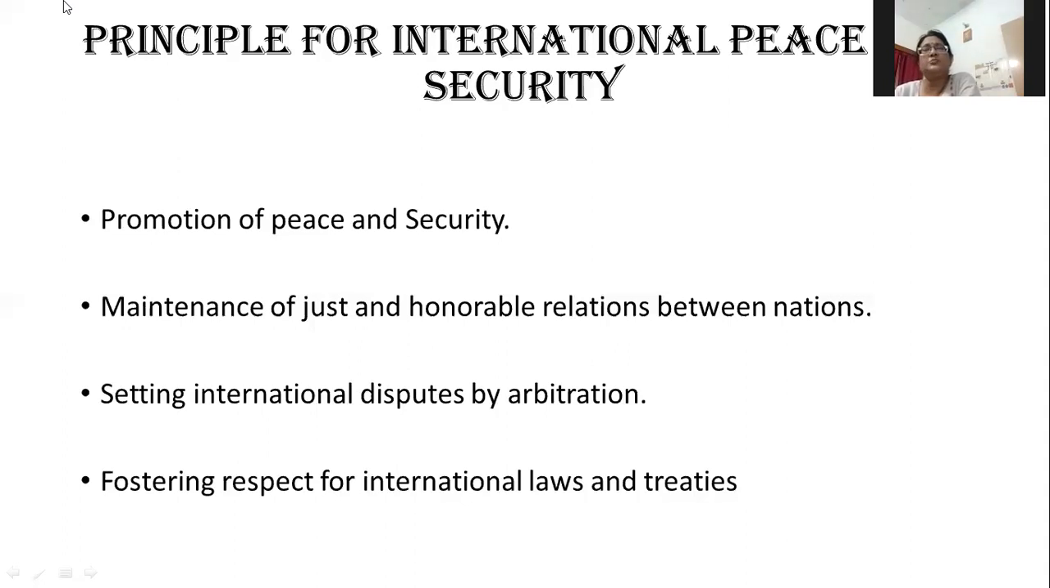Settling international disputes by arbitration. If there are any international disputes, both countries can sit together and solve their problem by compromise. Fostering respect for international laws and treaties. The International Court of Justice is run by the UNO. We should respect international laws and treaties so that no country is at fault and there is no disrespect created between the countries.